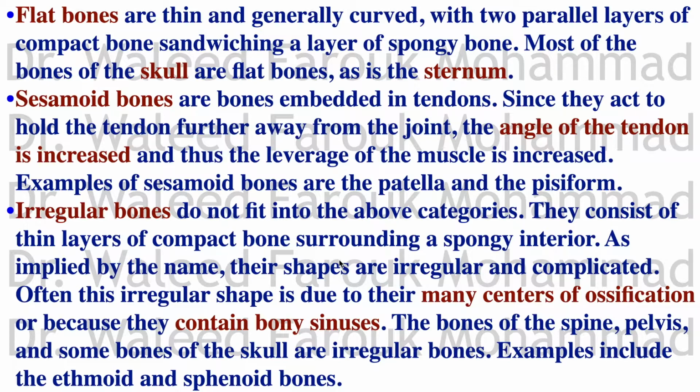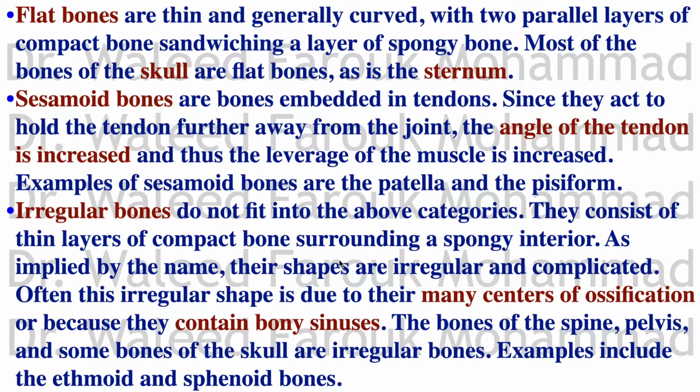Irregular bones are not classified in the previous categories, so they were given the name irregular bones. They consist of thin layers of compact bone that surround the spongy interior. The shapes are irregular and complicated, and this is due to many centers of ossification and because they contain bony sinuses. Examples of irregular bones are the bones of the spine and the pelvis.